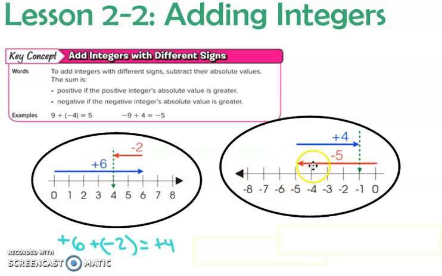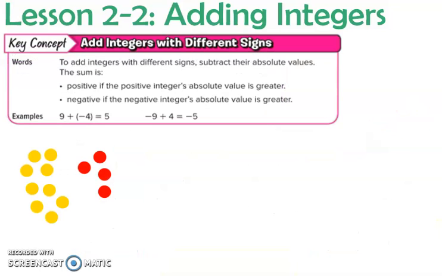Look at this one. Here you've got a negative 5 plus 4. You're going to subtract these two, and you get 1. Which absolute value has the biggest number? That would be your negative, so it's going to be negative 1. I've got another way of looking at it too. This is a system that you learned last year.